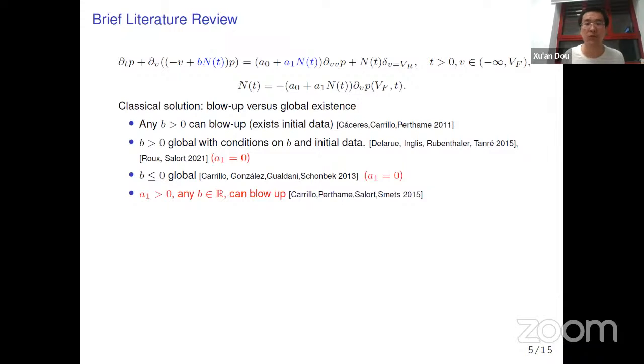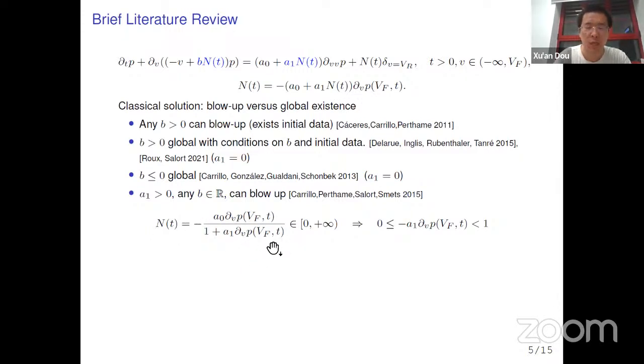However, most analysis literature for this equation focused on the case A1 is 0, including this existing result. Indeed, if A1 is positive, then no matter B is positive or negative, there always exists smooth initial data that leads to the blow up. Intuitively, we can write the fan rate as a function of the boundary derivative from its definition. To have a finite and non-negative fan rate, we need this constraint. If A1 is positive, this constraint implies a finite upper bound of the boundary derivative, which is difficult to satisfy.